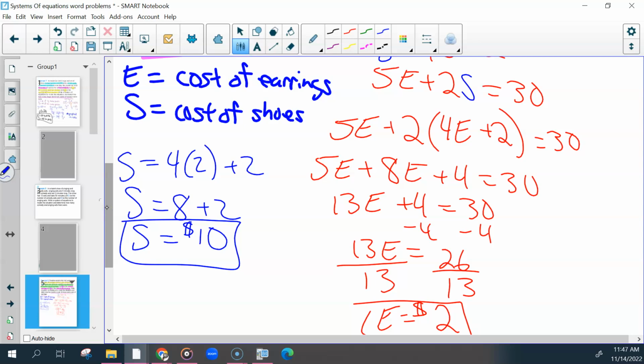So just as the last time, you would define your variables, set up your equations, pick a method to solve, and solve for both variables. All right, questions on that one?